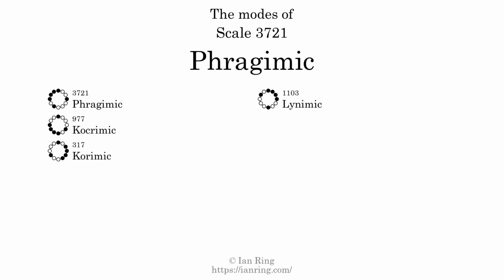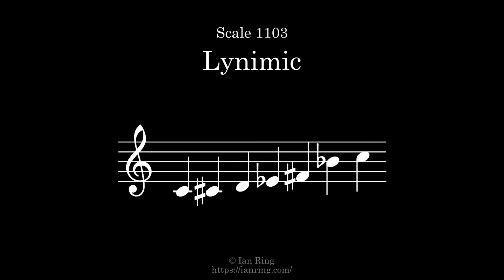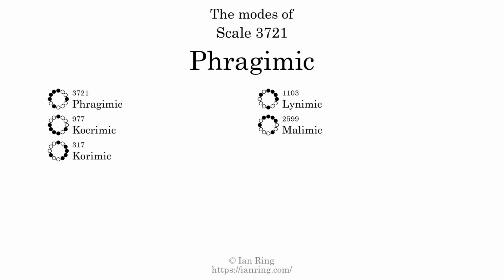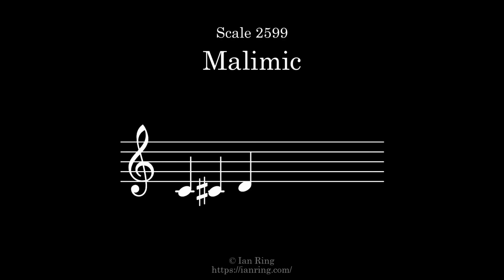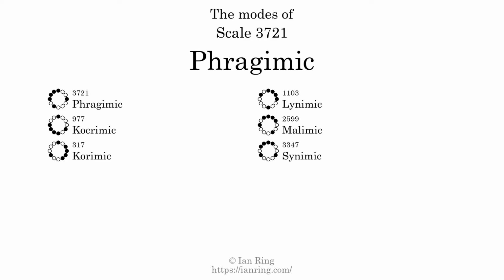The fourth mode is scale 1103, also known as Linimic. It sounds like this. The fifth mode is scale 2599, also known as Melimic. It sounds like this. The sixth and last mode is scale 3347, also known as Cinemic. It sounds like this.